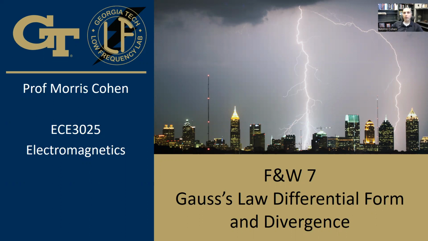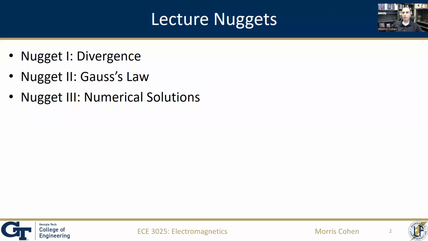In this lecture video, we're going to be recasting Gauss's law in a more convenient and more applicable form, a differential form. And in order to do that, we're going to introduce something called divergence. This is divided into three parts. Part one, I will talk about divergence. In part two, I'll talk about Gauss's law. And in part three, we will talk about how numerically you could solve Gauss's law for more general situations.